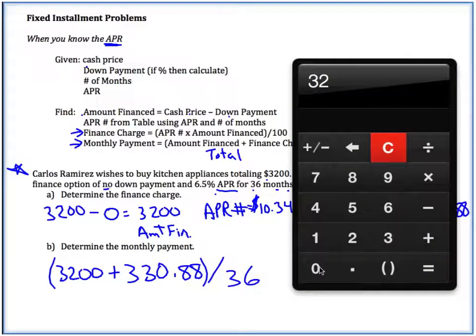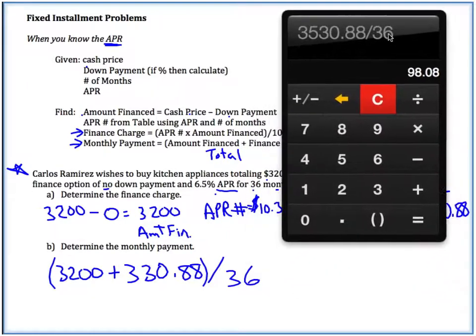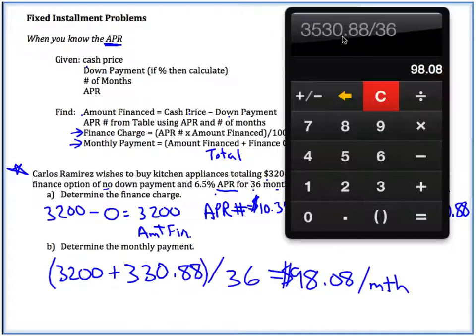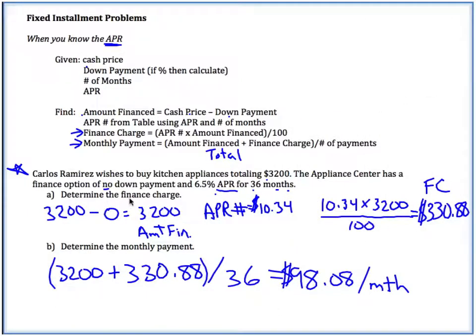Okay, so 3,200 plus my finance charge, 330.88, and then that's going to be divided by 36. Okay, and notice because we were adding here, we either have to put parentheses around this or hit enter before dividing. So it's $98.08 per month. Okay, so that's how you solve a problem when you know the APR. You can determine your finance charge as well as your monthly payment.